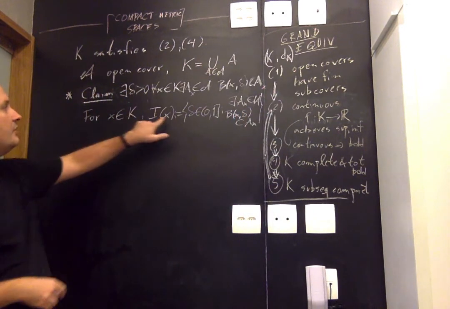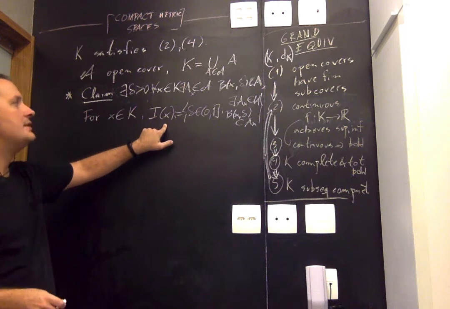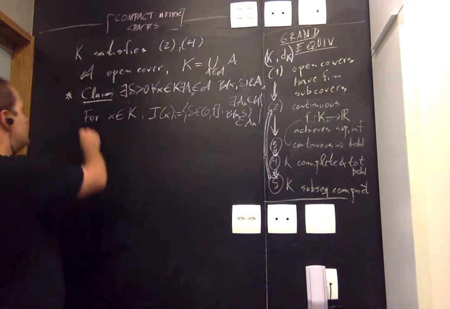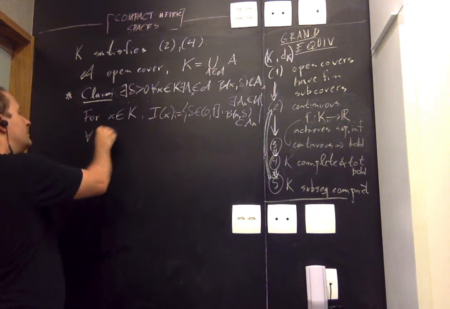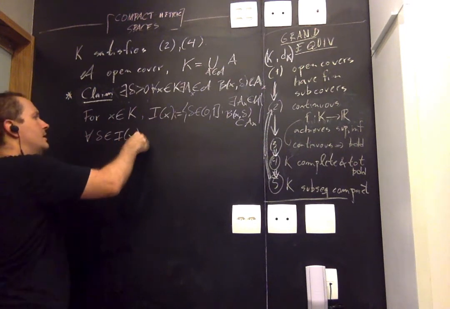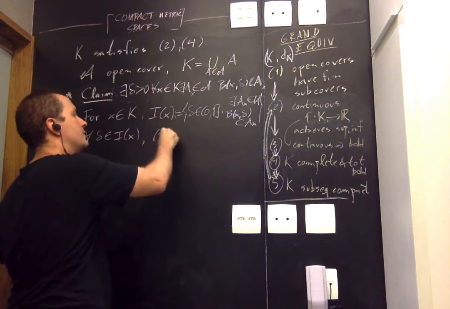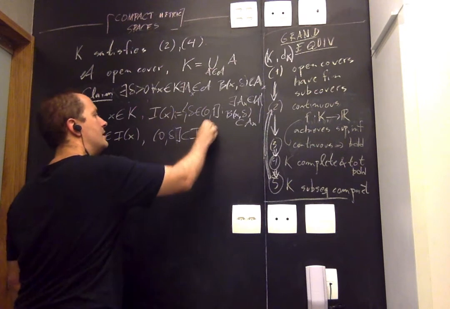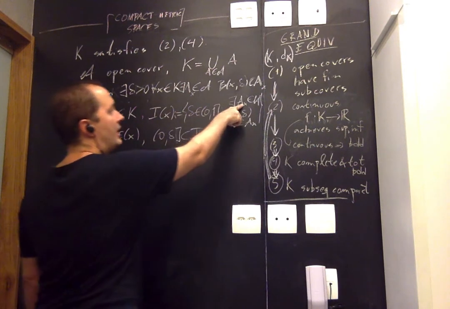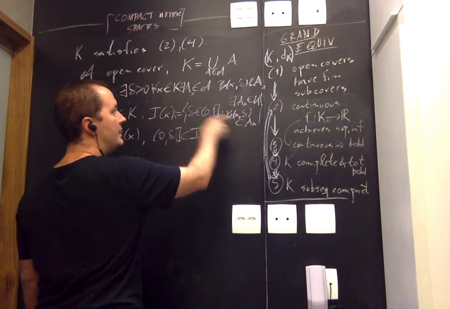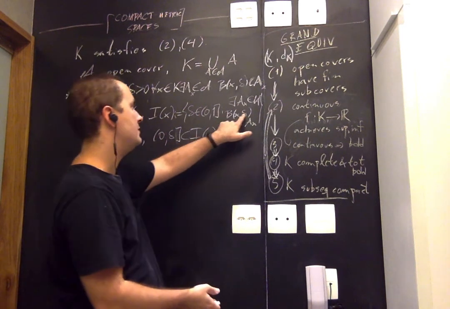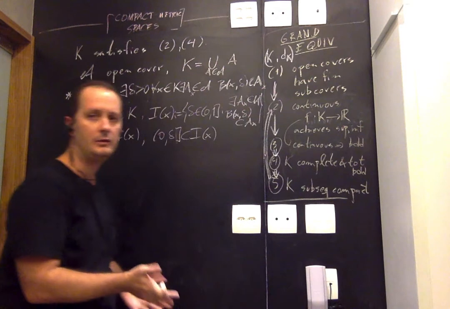So for each x, I can define the set. The set is actually an interval. Well, it has the following property. For all delta belonging to I of x, the closed interval from 0 to delta is entirely contained in I of x, because if I have a set in the cover that works for this value of delta, then for any smaller value of delta, that same A sub x works, right? If I take a smaller delta, you have a smaller ball.